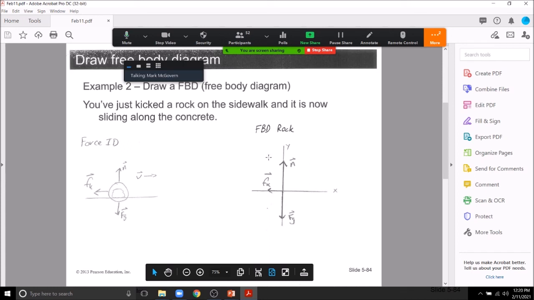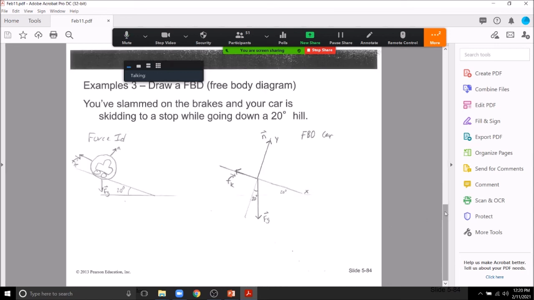And that is the proper free body diagram. Coordinate system, vectors drawn, properly labeled, as much as one can be correct with their lengths. Okay? Here's another example.